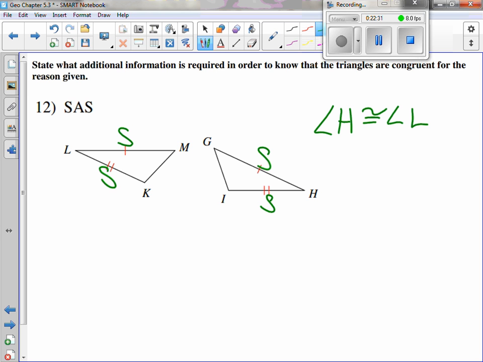Because by side angle side, we have two sets of congruent sides in one triangle, matching two sets of sides in another triangle, and the angle in the middle, the included angles, are also congruent. Because we need side angle side.